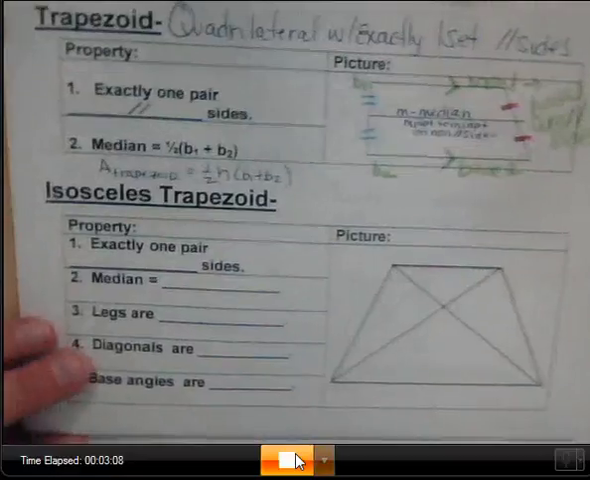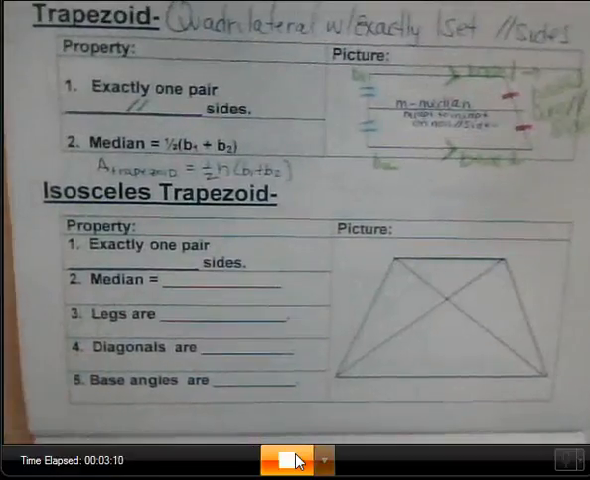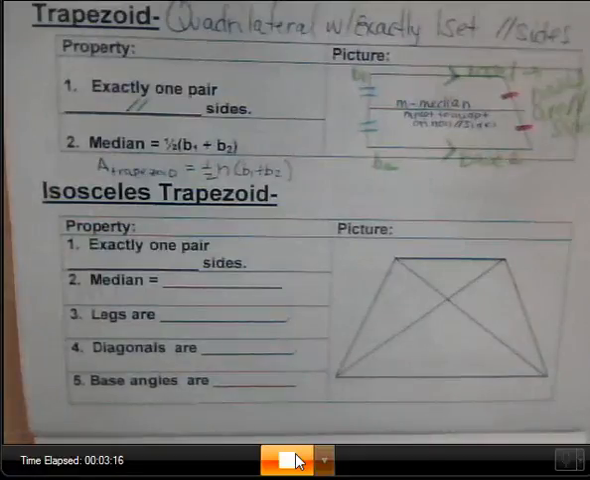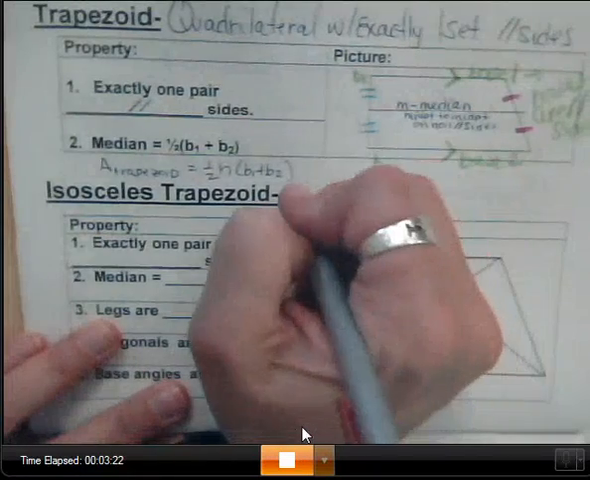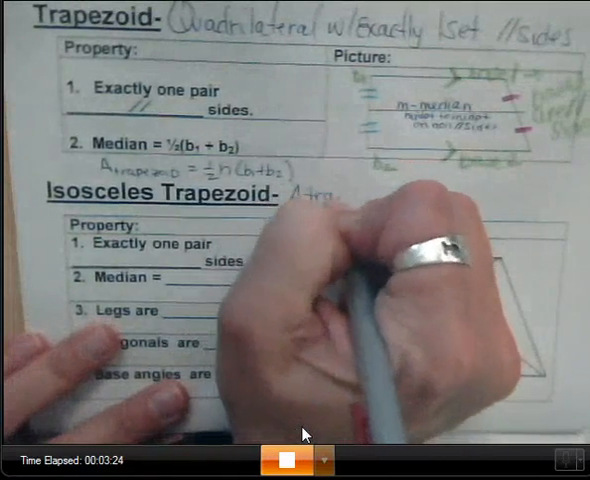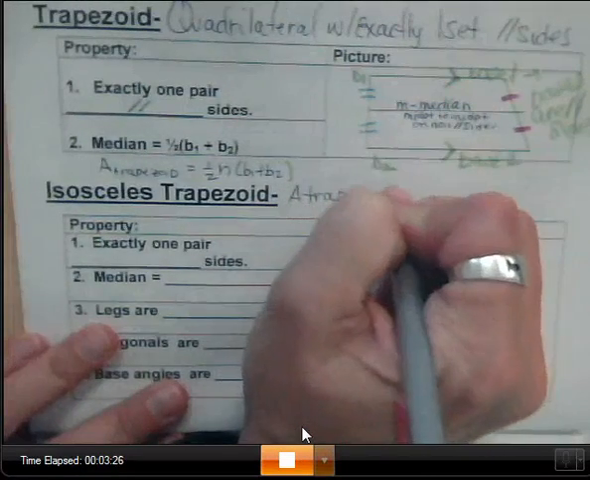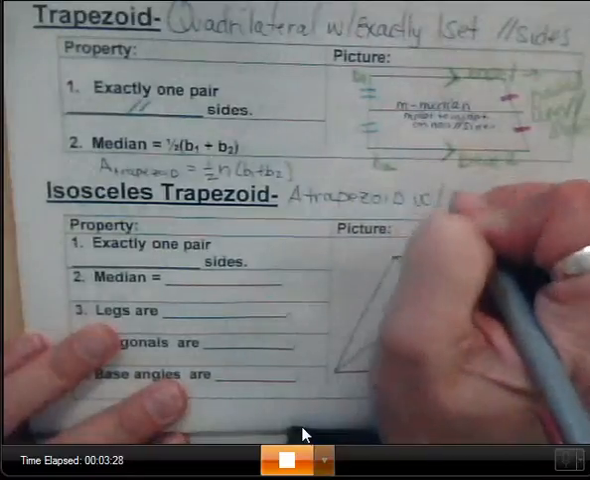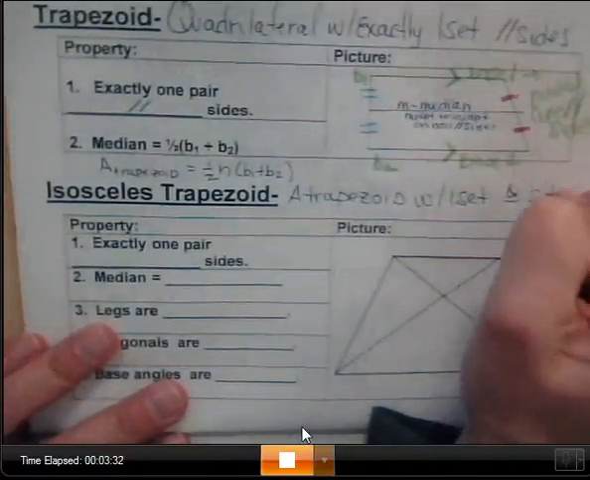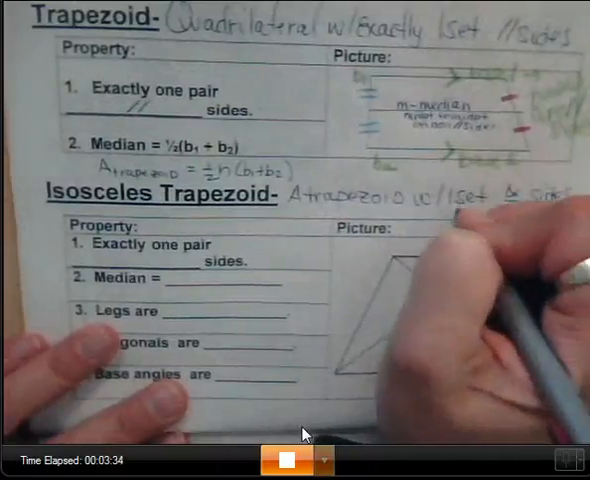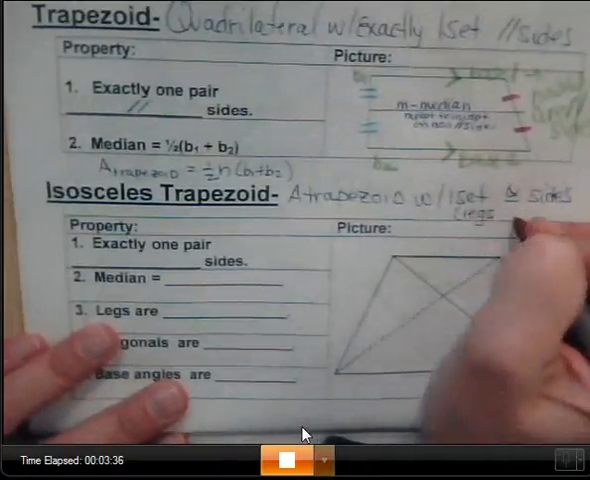Now, isosceles. What do we think about isosceles? Kind of like a triangle. What do we know about an isosceles triangle? Two sides are the same. So the same thing with an isosceles trapezoid. It's a trapezoid with one set of congruent sides. Those sides are called legs, just like in the triangle.